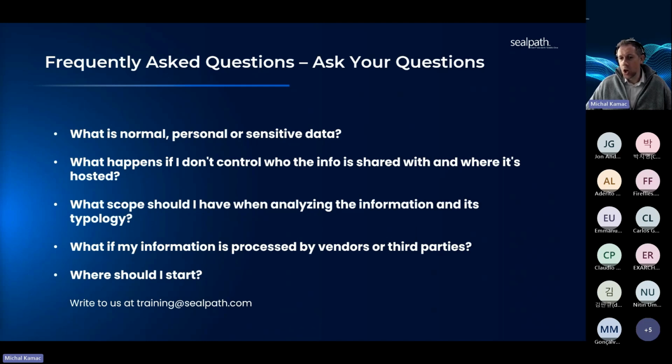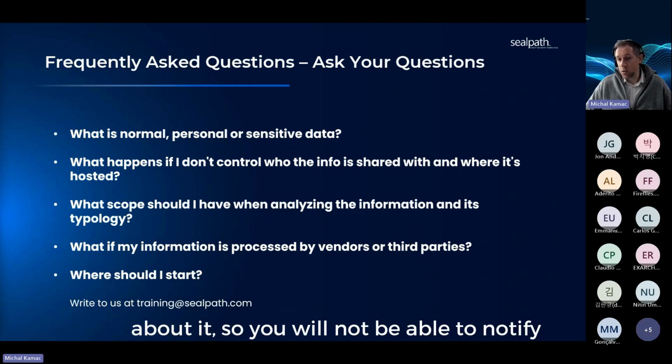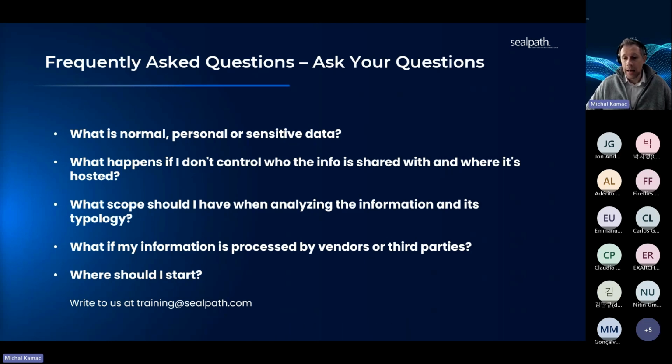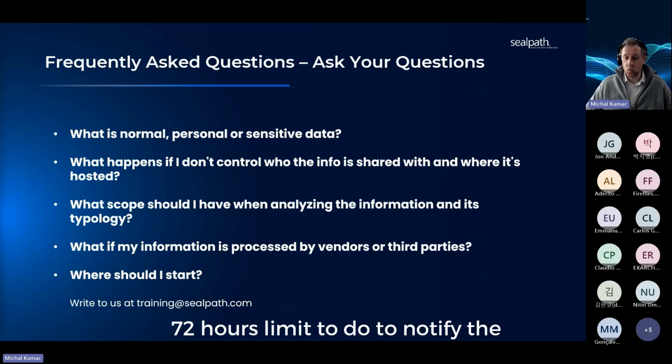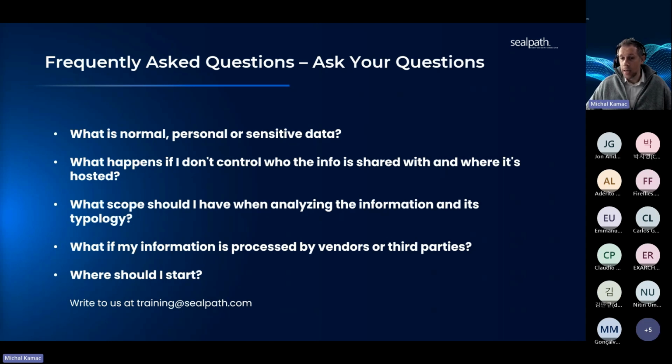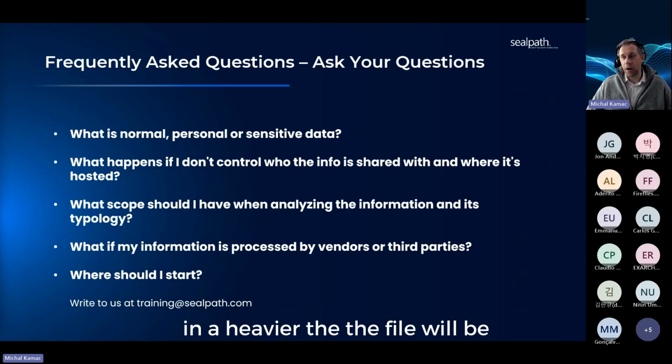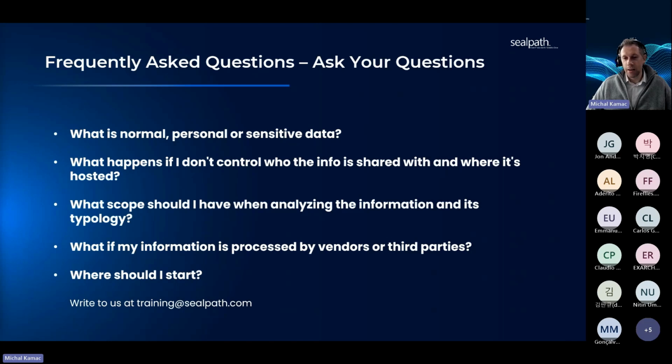In case of a leak, you may not know about it, so you will not be able to notify the authorities. You have usually a 72 hours limit to notify the authorities. So you may be sanctioned and fined, even heavier. The fine will be bigger if you don't even know about this kind of leak. Okay, so you need to know to be able to react.